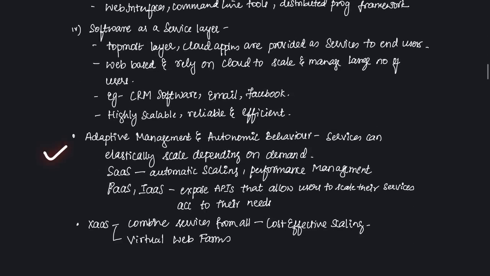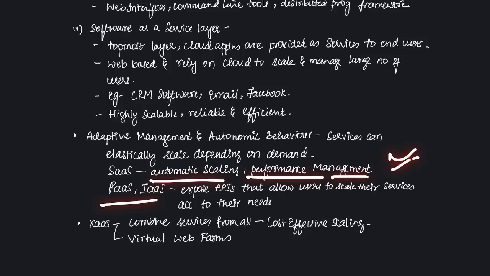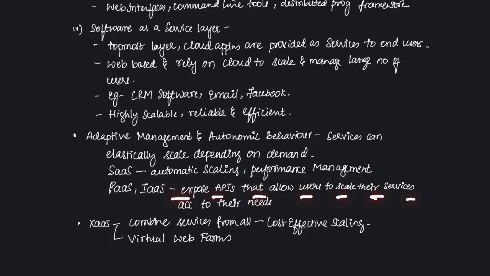Next, we have the adaptive management and autonomic behavior. So, this will ensure that there is elasticity for the performance and availability. So, for software as a service, the automatic scaling and performance management are all the factors. Then we have the platform as a service and the infrastructure as a service. So here the exposed APIs will allow users to scale their services according to their needs. So this was about the adaptive management and autonomic behavior.